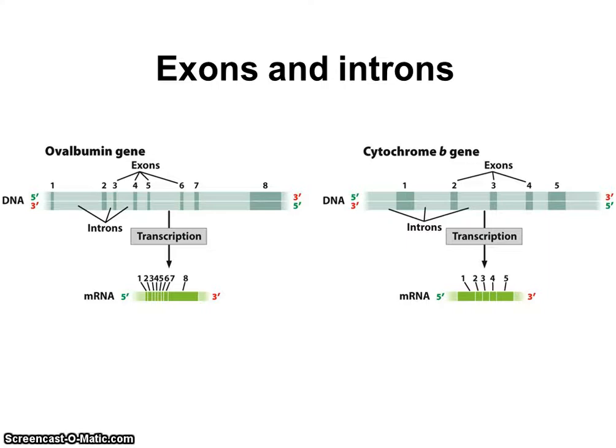So what you're seeing here are two genes. One is a mitochondrial gene, cytochrome B, and one is a nuclear gene, ovalbumin. In ovalbumin, what you're seeing here in light blue are the introns. You can see that in both of these genes, the introns are much larger than the exons. The exons are numbered and indicated in dark blue. So through the process of transcription and RNA processing, we end up with just the exons in the mature mRNA.